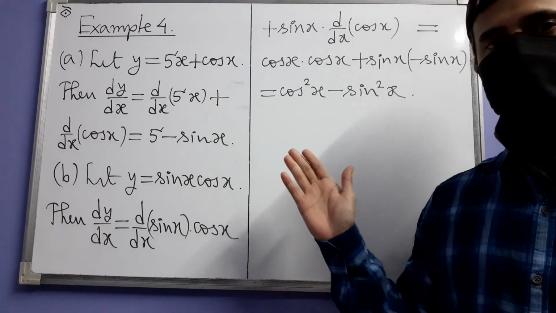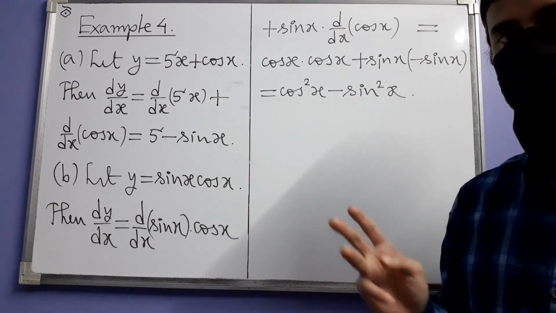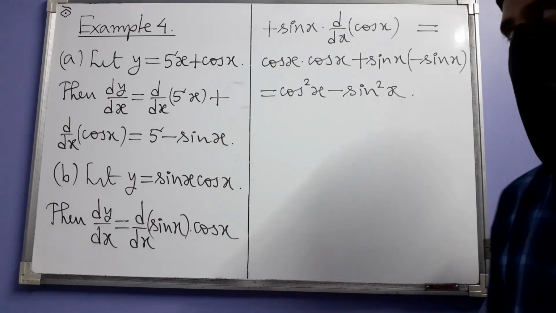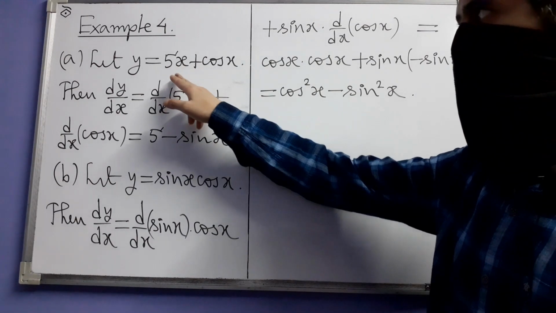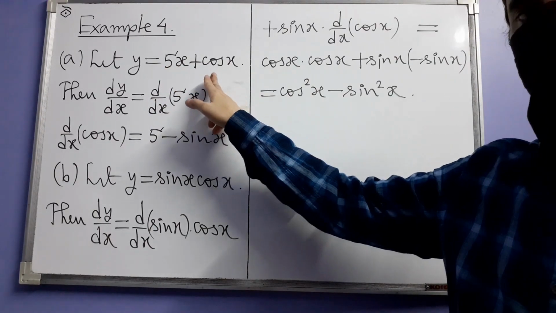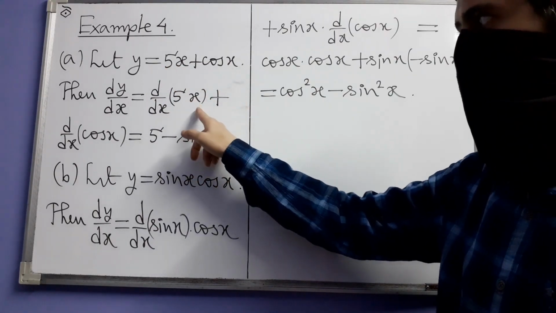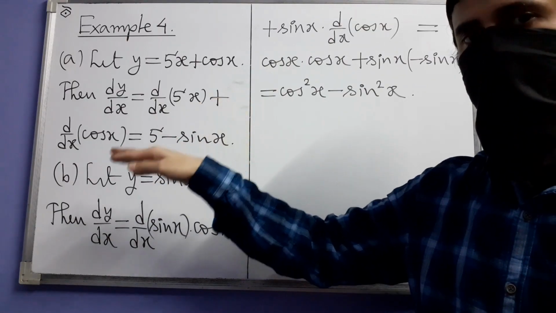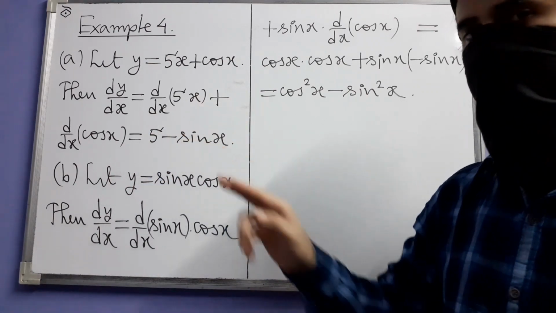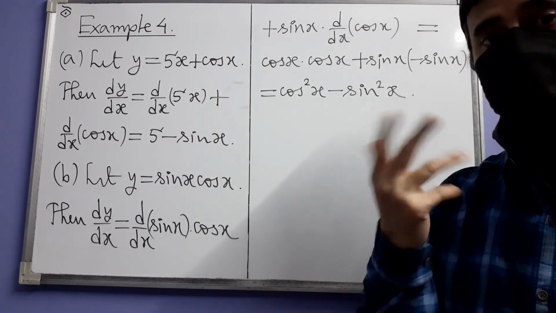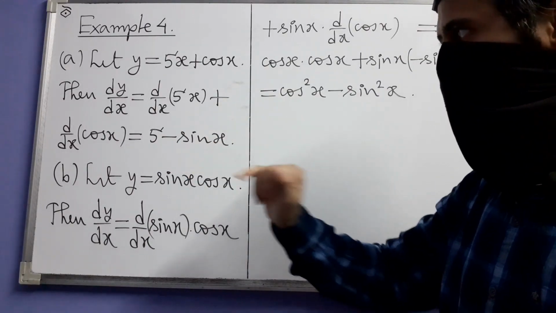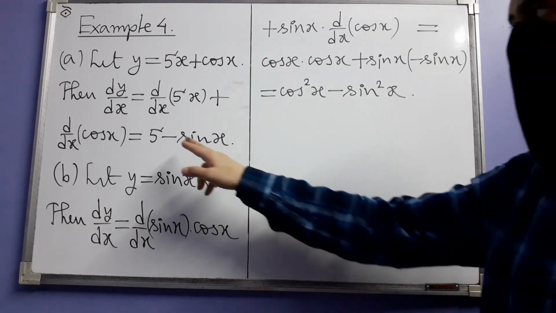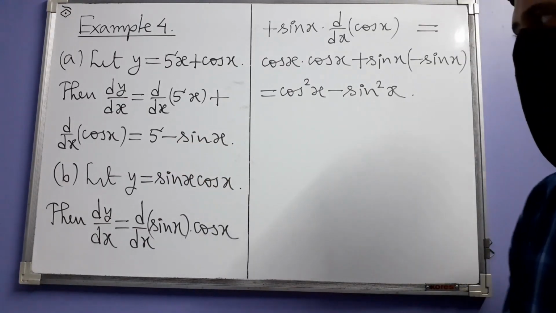So this next example 4 actually also has 3 parts, A, B and C, but part C is a little long, so I will do it separately. Let us see first part A. In part A we have y equal to 5x plus cos x. So differentiating 5x of course will give you 5. First by the constant multiple rule 5 will go out, and then you are differentiating x with respect to x, which gives you 1. So 5 times 1 is 5, and d/dx of cos x is minus sin x, just now we proved it. So the entire derivative is 5 minus sin x.